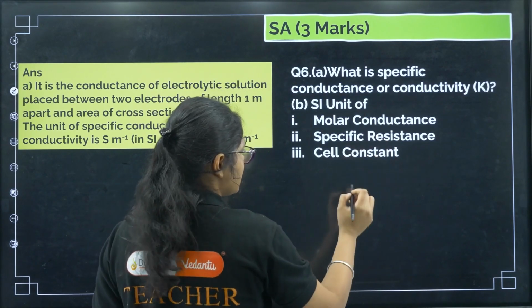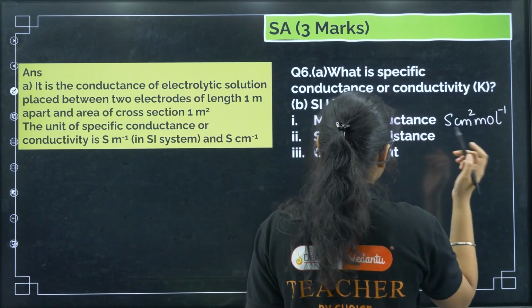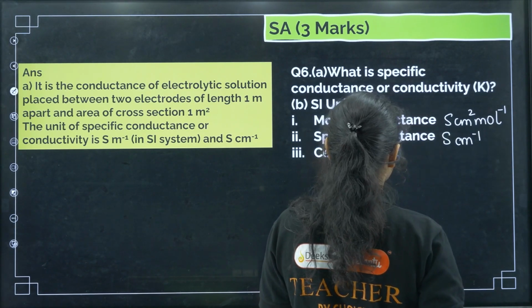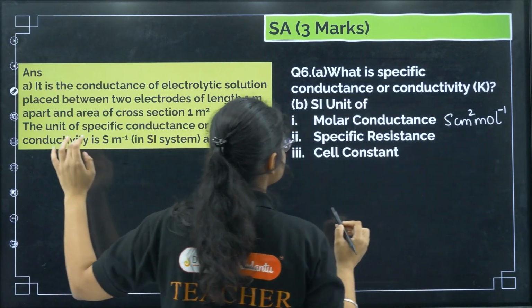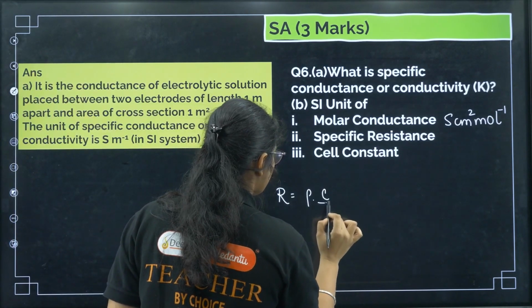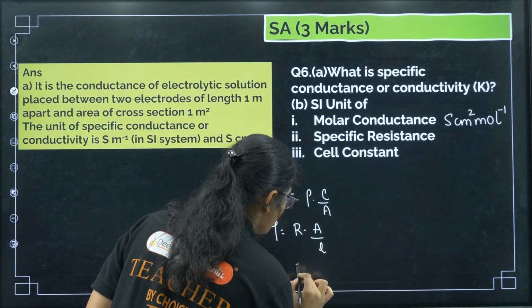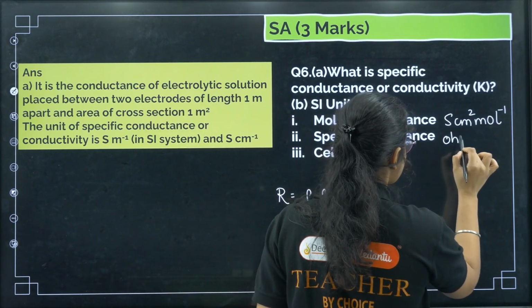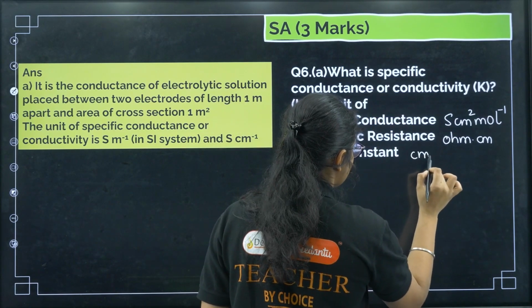So the SI unit of molar conductance is S centimeter square mole inverse. Specific conductance is S centimeter inverse. Specific resistance is your rho value, right? R is equal to rho into L by A. So rho is equal to R into A by L, so it is ohm centimeter. Next, cell constant L by A is centimeter inverse.